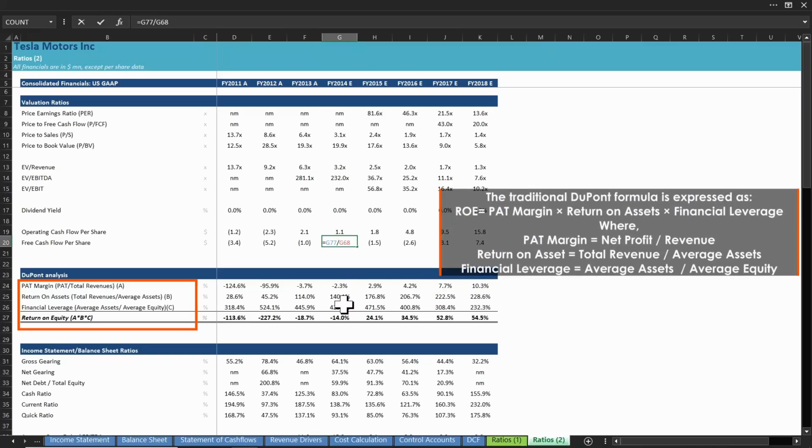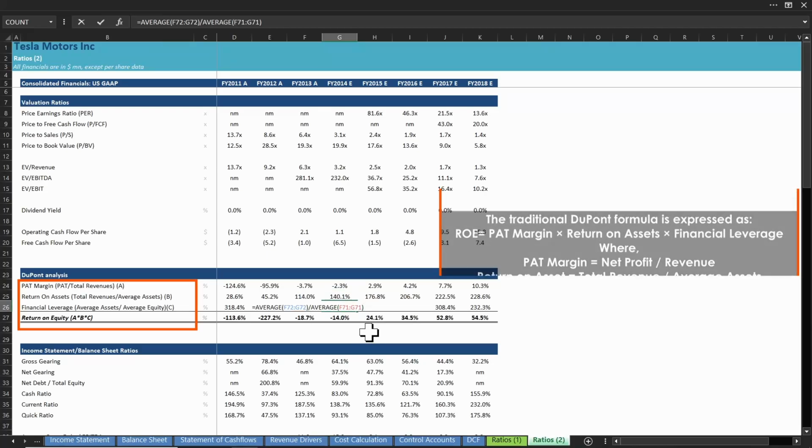The traditional DuPont formula is expressed as ROE equals PAT margin times return on assets times financial leverage, where PAT margin equals net profit by revenue. Return on assets equals total revenue by average assets. Financial leverage equals average assets by average equity.